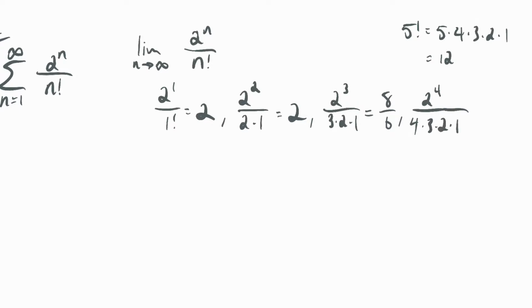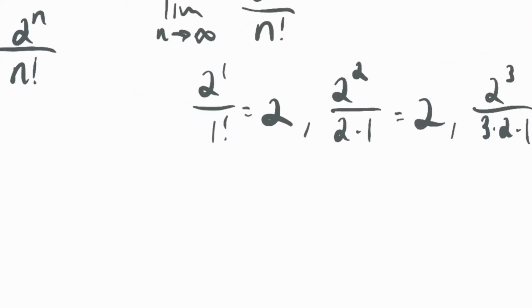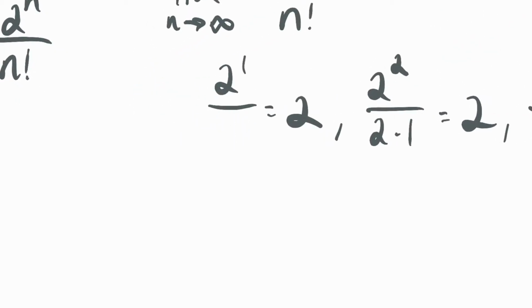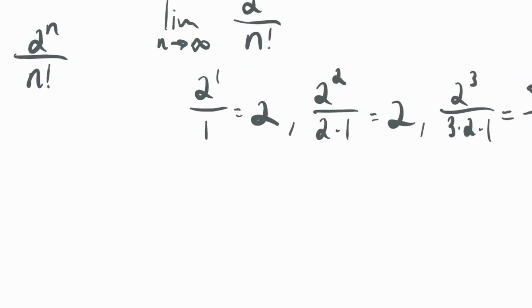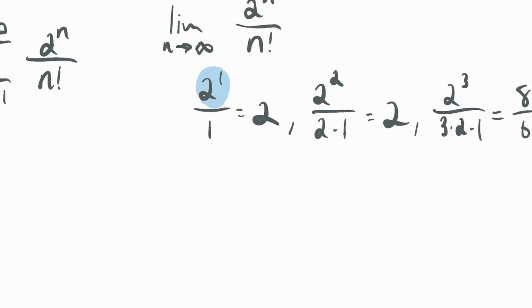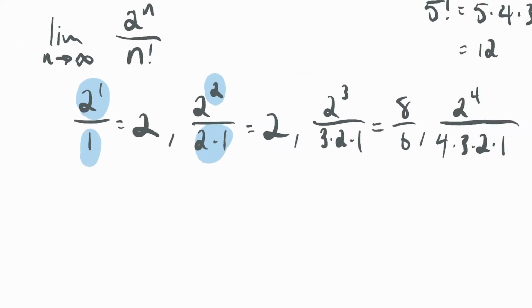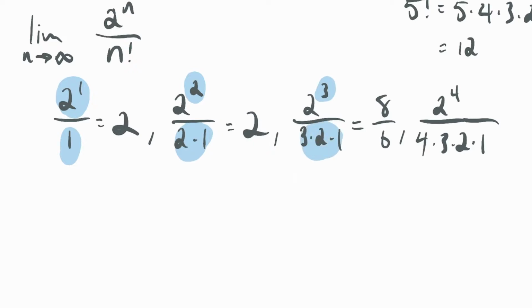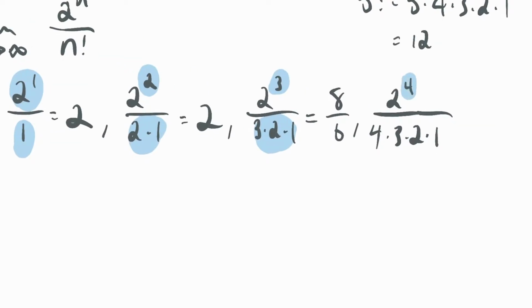In the first case, I'm going to rewrite the bottom, actually. 1 factorial is just 1, right? 1 times nothing else. So I've got 1 factor in the top, 1 factor in the bottom. In A2, I have 2 factors in the top, 2 factors in the bottom. In A3, I have 3 factors in the top, 3 factors in the bottom. In A4, I have 4 factors in the top, 4 factors in the bottom, which we haven't multiplied out yet, but that's fine. We'll do that in a moment.